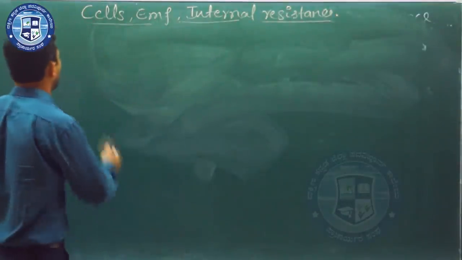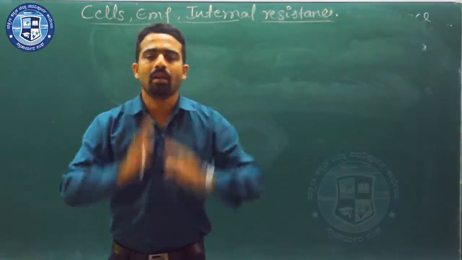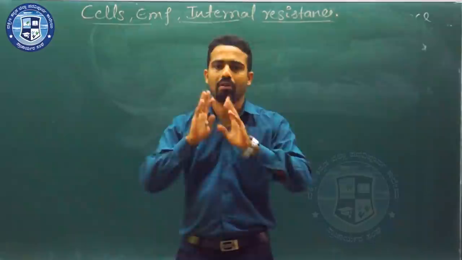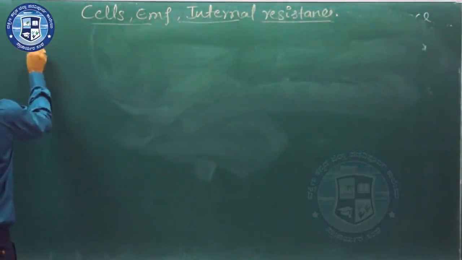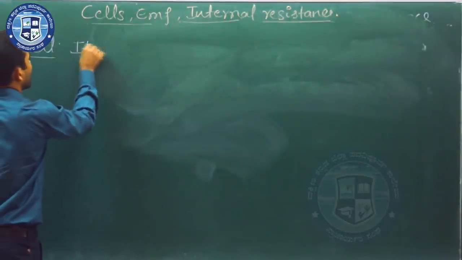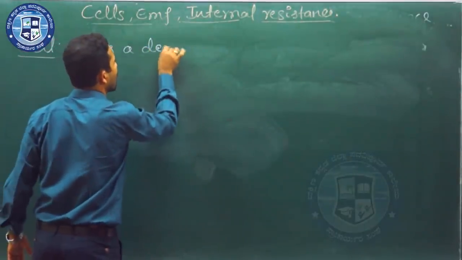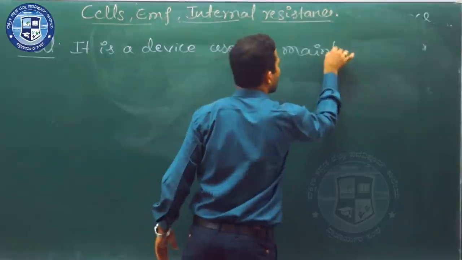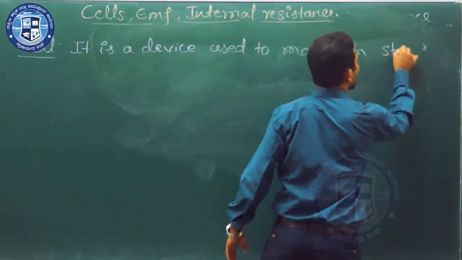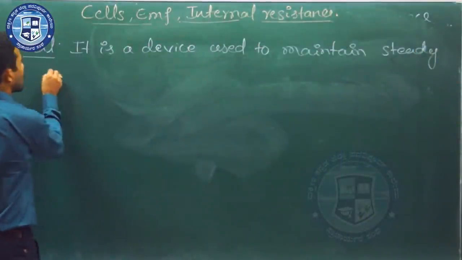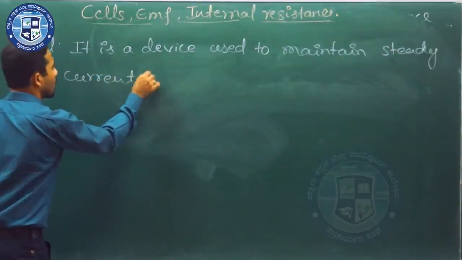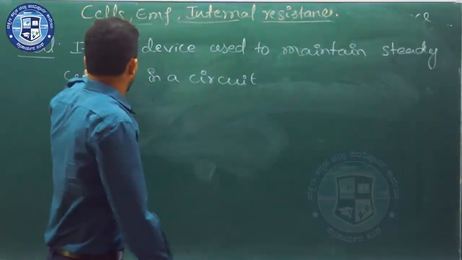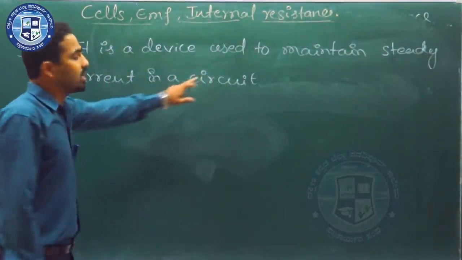Yes. Then let's write the definition for a cell. But you should keep in mind that the cell I am going to use here is the electrolytic cell. I will explain the electrolytic cell later. First of all, I am going to write the definition now. A cell is a device used to maintain steady current in a circuit. So this is the definition for a cell.